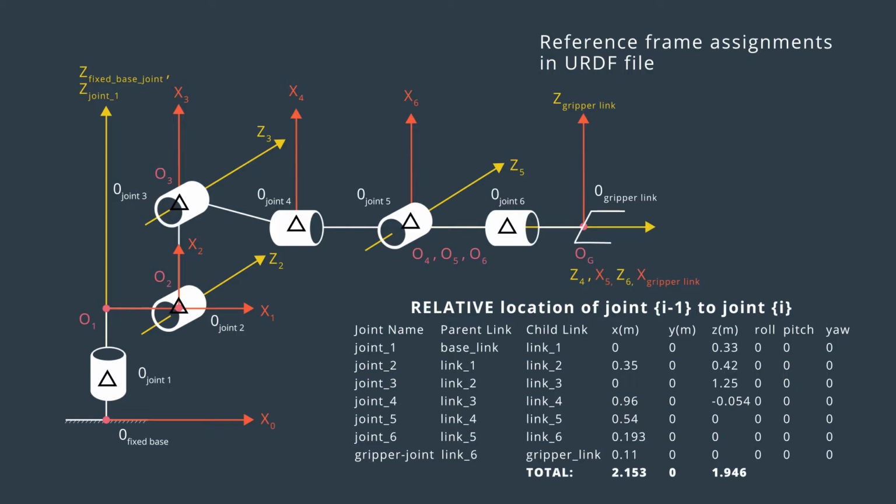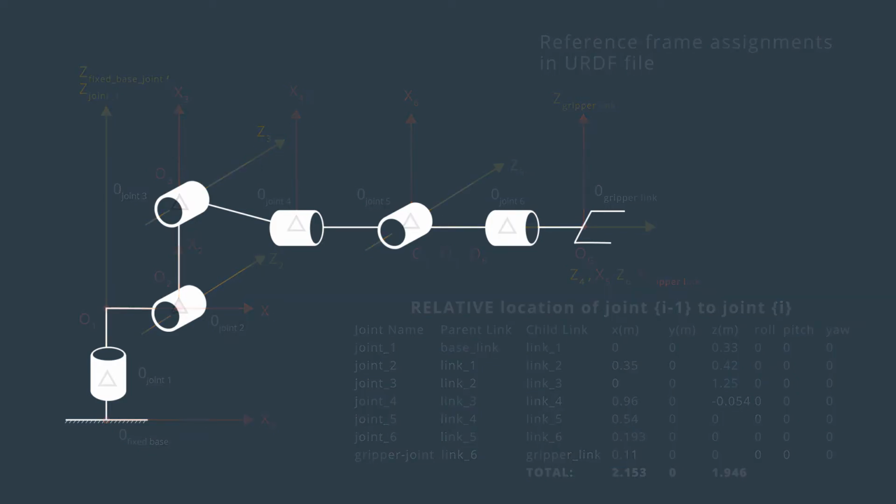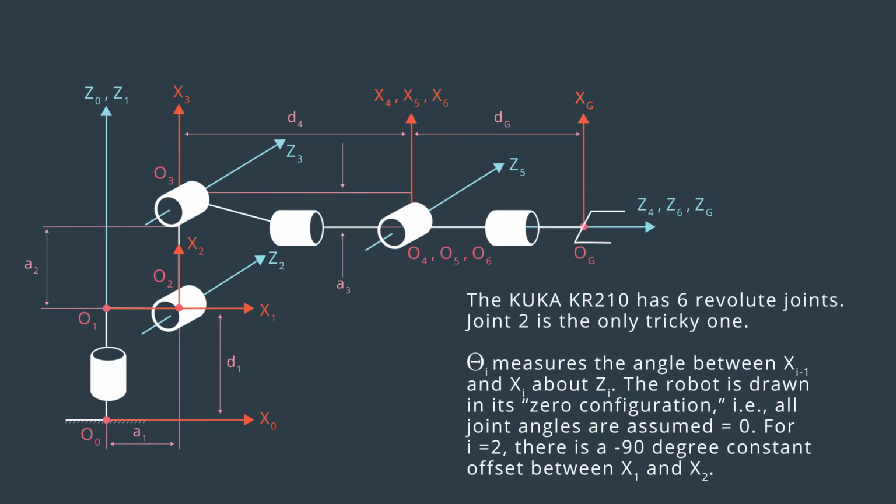One thing you should do as you solve this problem is verify that the transforms make sense. Each row of the DH parameter table represents the homogeneous transform between frame i-1 and frame i. In your Python code, you should incrementally check that the position of your reference frame origins are consistent with the cumulative displacements defined in the URDF file. Since the KR210 has 6 revolute joints, only the theta terms are time variables, and most of them are straightforward. The only tricky one is joint 2.